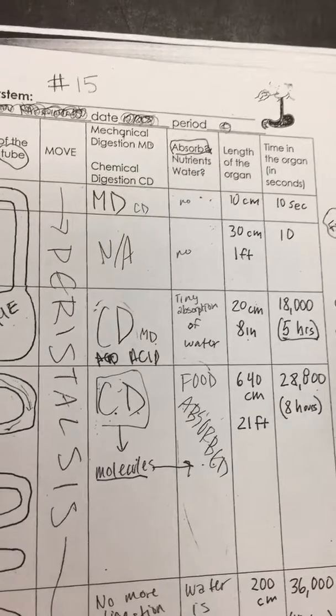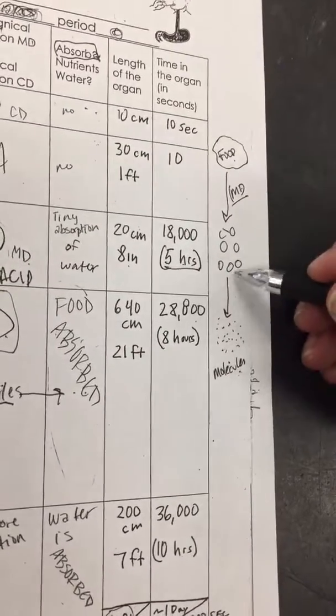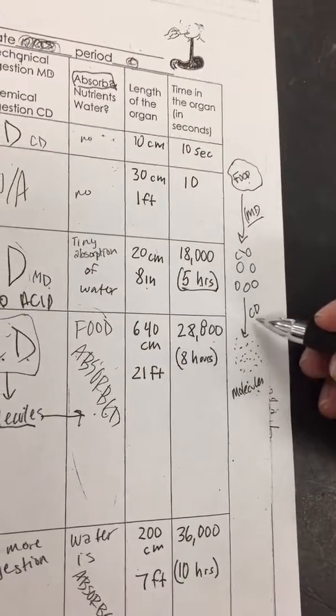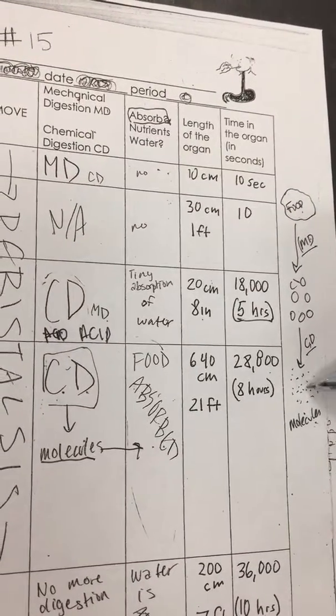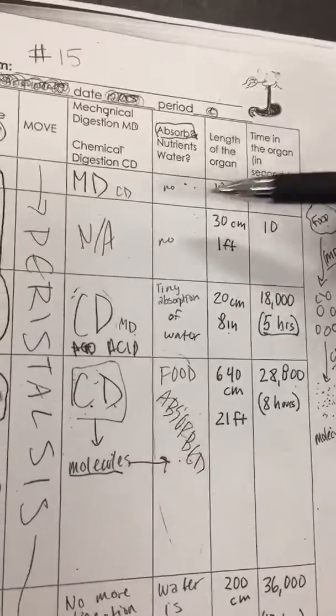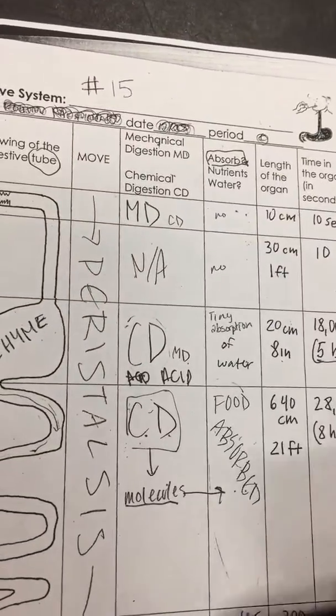And then we mix it with all the liquids in the digestive system and we break it up even more. And that's called chemical digestion, right, which we have here. We call it CD, or chemical digestion, where we break it into molecules. So the big question is, where do these things happen, right?